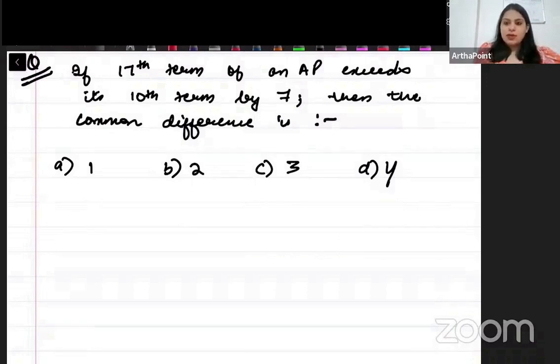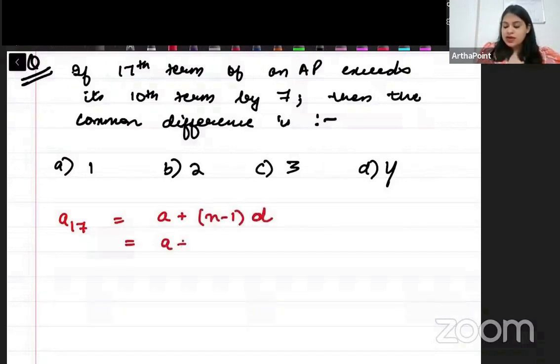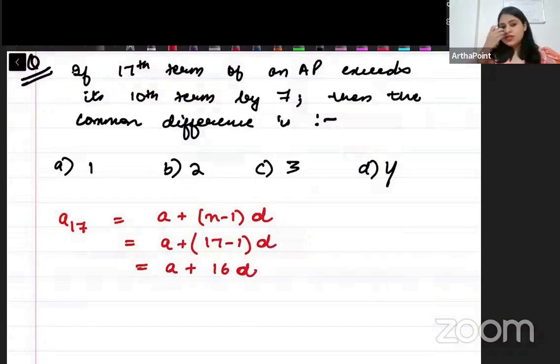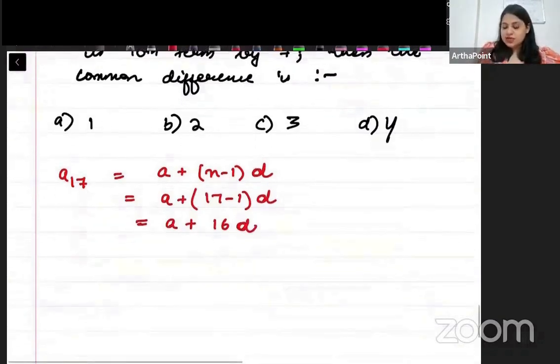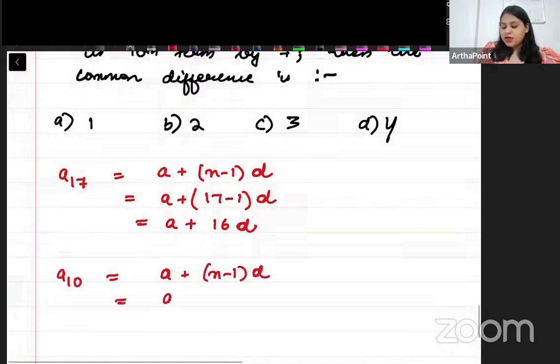So just think about it. What will be the 17th term of the AP beta? A17 will be A plus n minus 1 D. N will be 17. So it will be A plus 17 minus 1 D. So it will be A plus 16D. In the same way, what will be the 10th term of the series, A10? A10 will be A plus n minus 1 D. This will be A plus 9D.